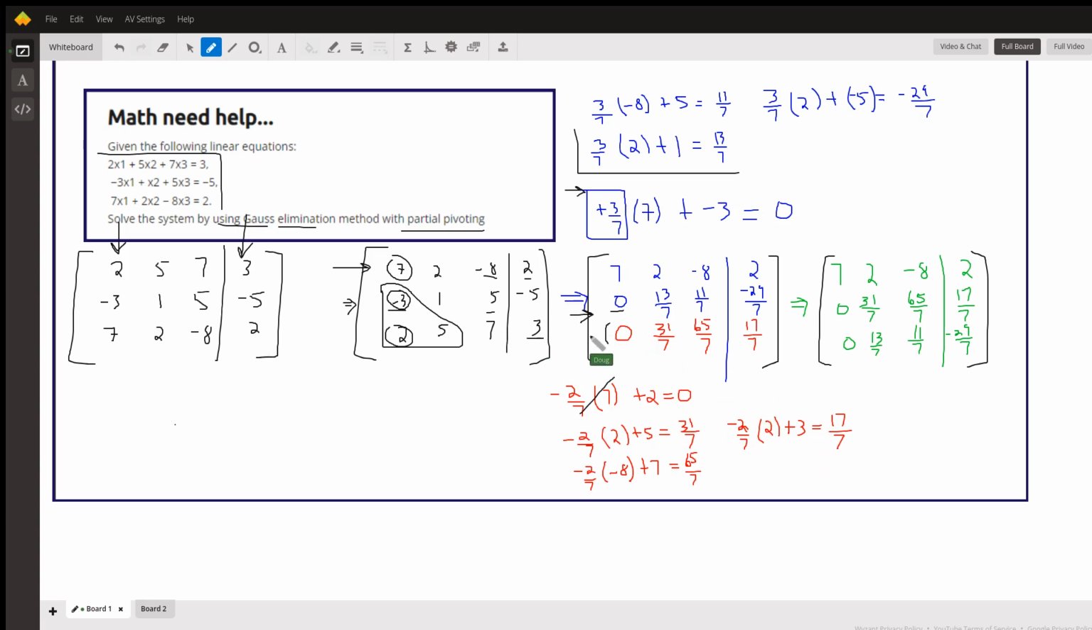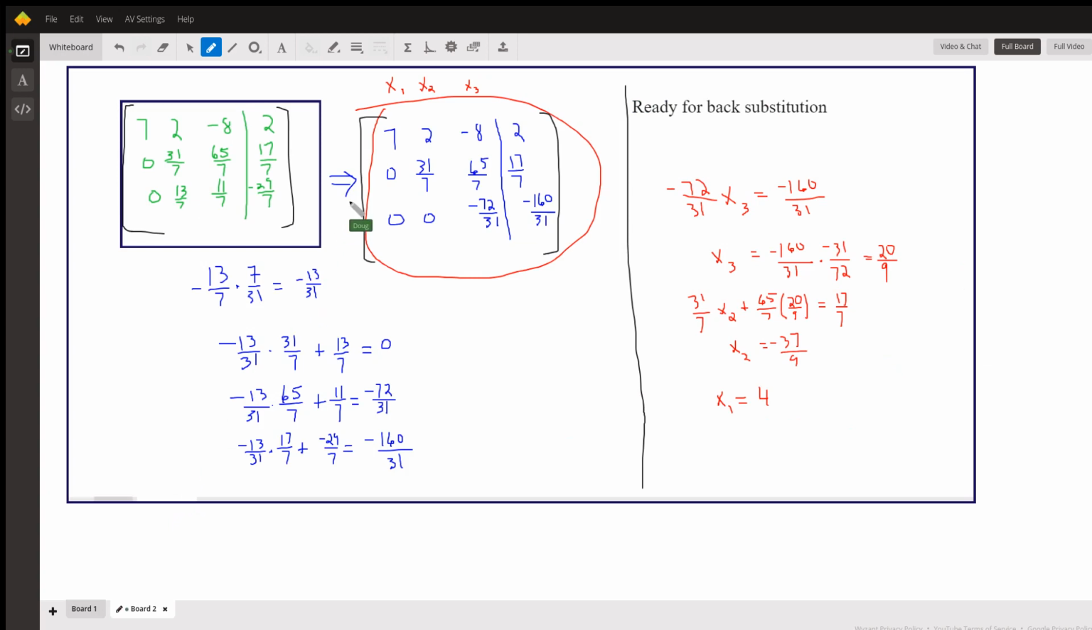So there's the new third row. Now we're ready to try to turn this element to a 0. And if we're going to use partial pivoting, we want these two elements to be in descending order as far as absolute value goes. So we interchange row 2 and 3. Now we have to turn this element to 0. So let's go to board 2 to see that happening.